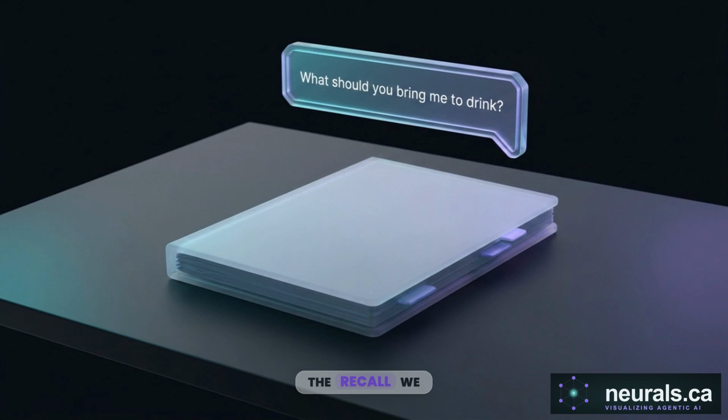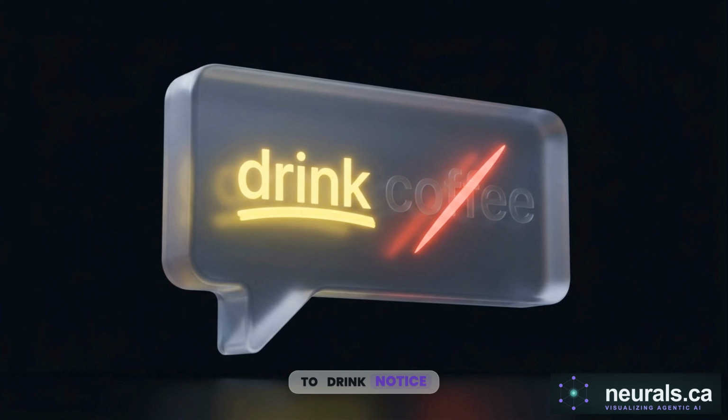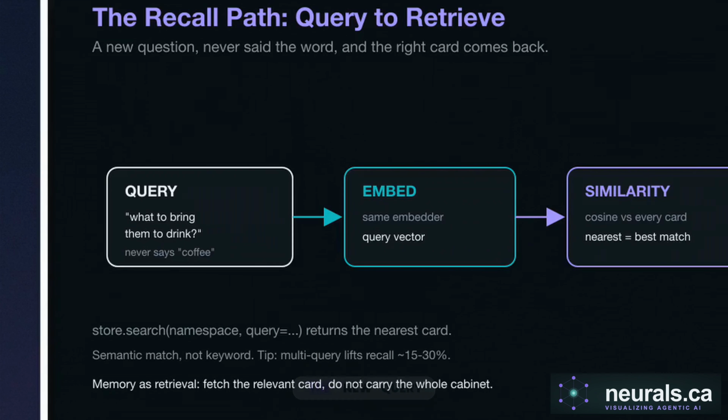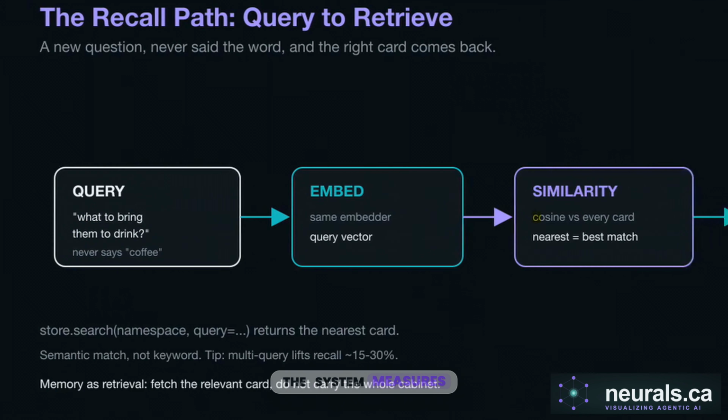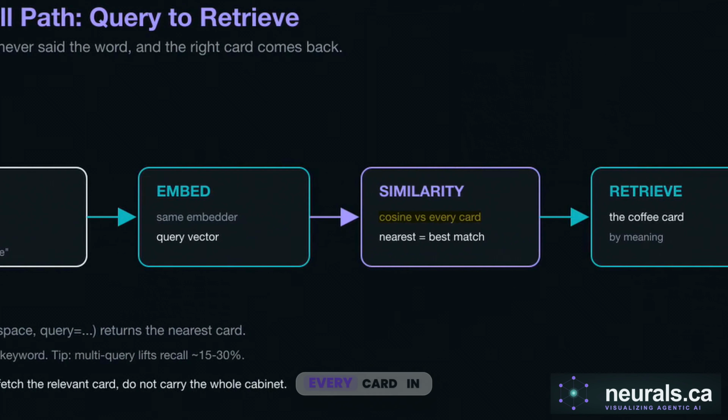Now we test the recall. We start a fresh thread and ask what we'd like to drink. Notice we never use the word coffee. This diagram tracks the recall path. The new query passes through the embedder, mapping our question into the same 1,536-dimensional space. The system measures cosine similarity against every card in the drawer. It finds the closest neighbor, the coffee card, and pulls it out.